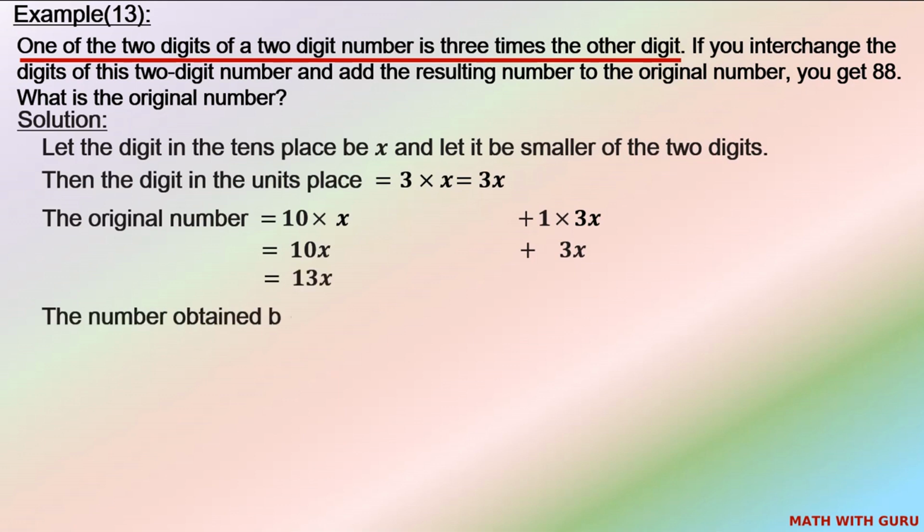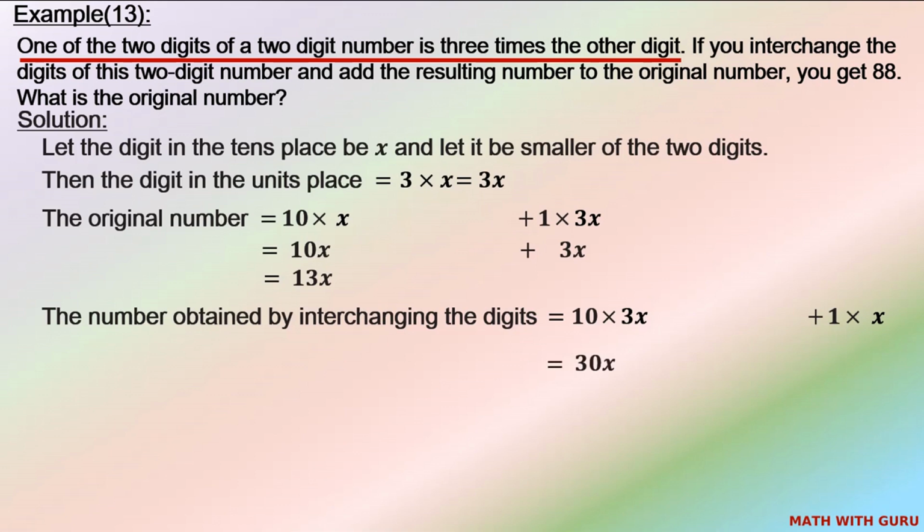The number obtained by interchanging the digits: this is the original number. Let us interchange the digits like this. This is the number we get by interchanging the digits. This is equal to 30x plus 1x, which is 31x.